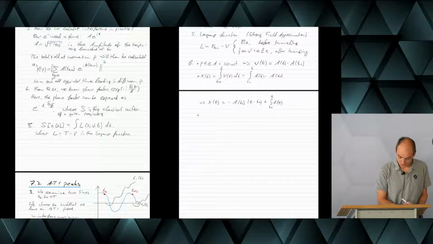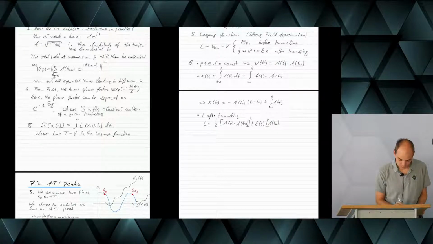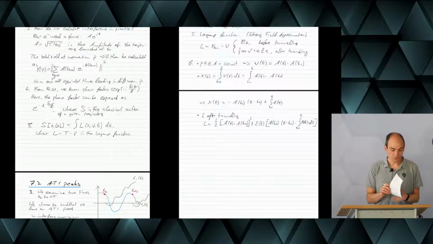And then the Lagrange function after tunneling, L after tunneling, is ½ times A of t minus A of T0 squared. So that's the velocity. Plus e times A of T0 times t minus t naught, minus the integral from t naught to t of A of t dt. So we have three expressions here using the vector potential.